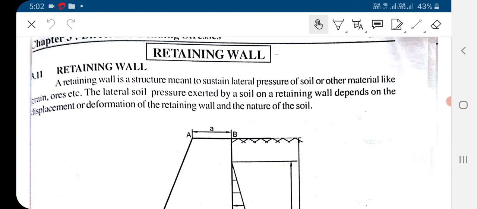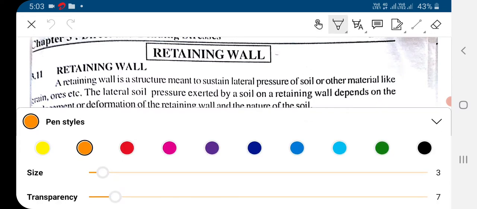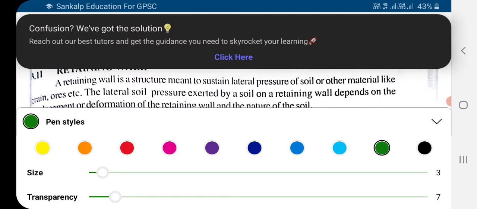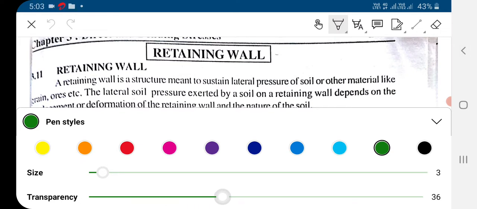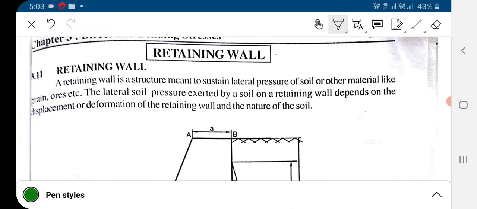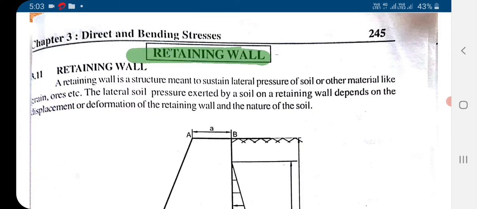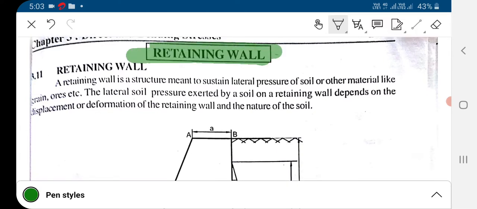Hello students. So in last lecture we have finished the dam, and today we are going to start with this retaining wall. So what is retaining wall basically? What do you understand by the term retaining wall?